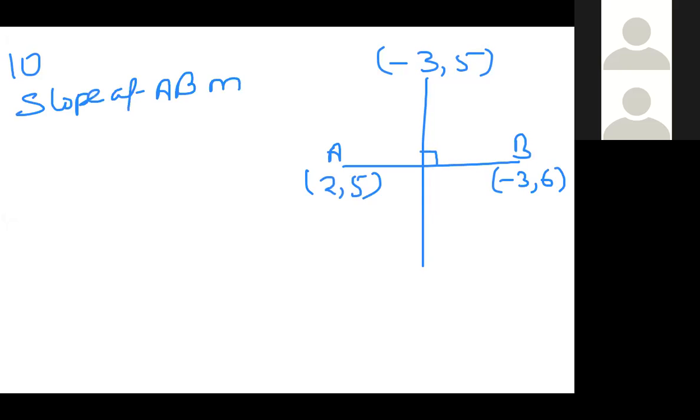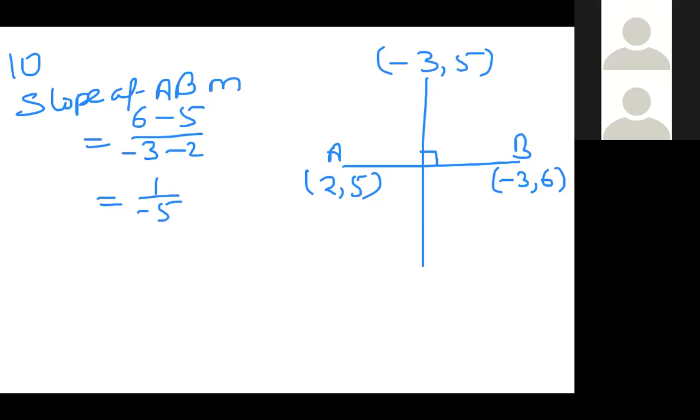That is M. M is equal to (y2 minus y1) upon (x2 minus x1), which is (6 minus 5) upon (minus 3 minus 2). So 1 upon minus 5 is the slope of AB.